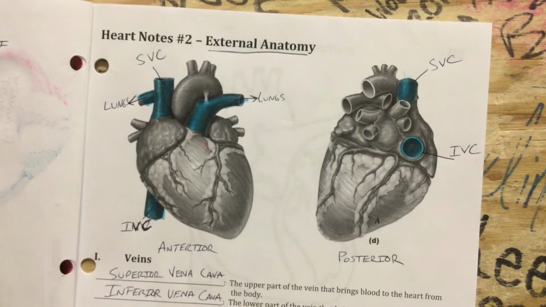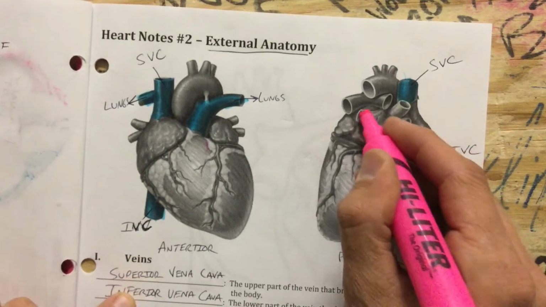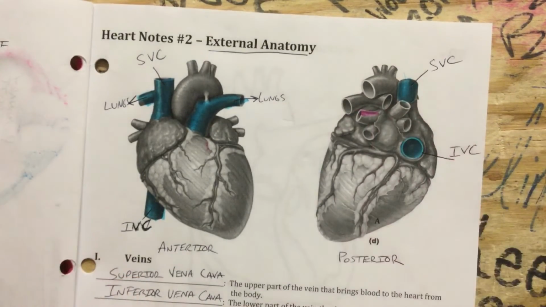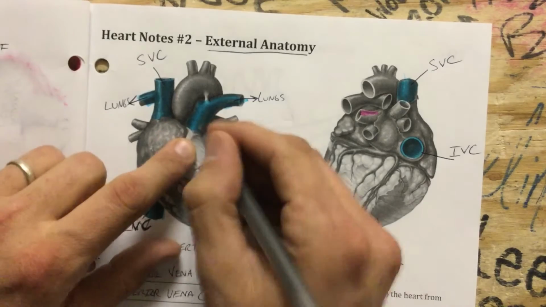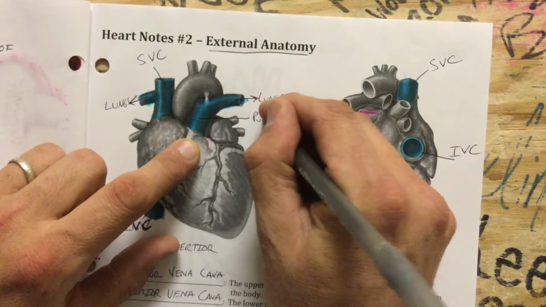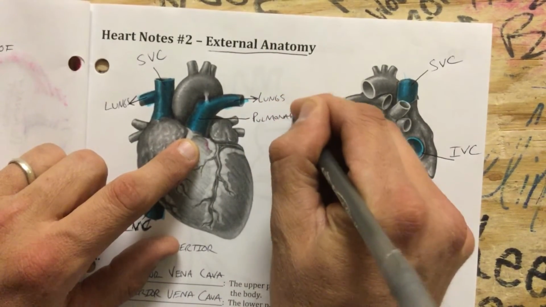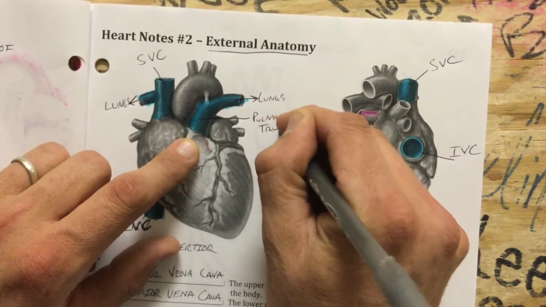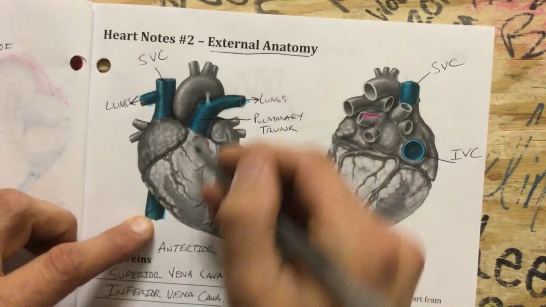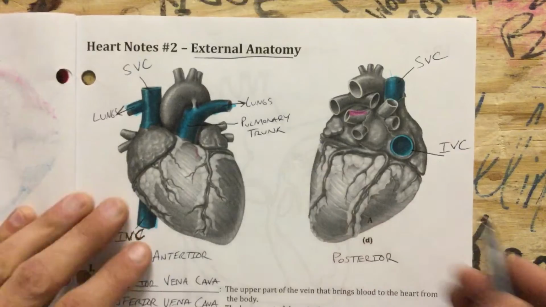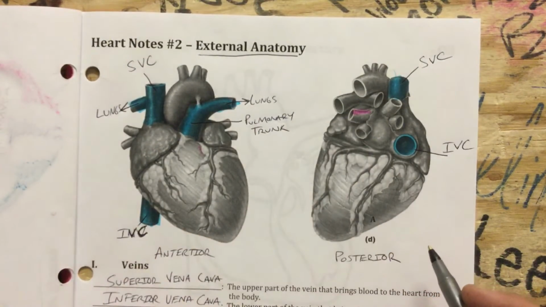Now, I'm going to use red. Well, I don't have red. I have a pink highlighter. So I'm going to use pink for the blood coming back. So the blood comes back to the heart from, oh, I didn't tell you what these other things were called yet. This right here is called the pulmonary trunk. And the pulmonary trunk comes right out of the right side of the heart, and then it splits and goes to the lungs, to the left and to the right.